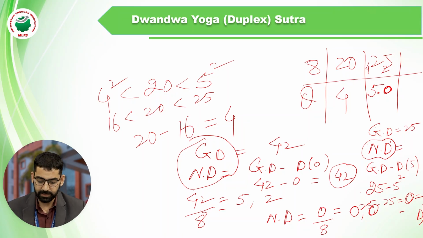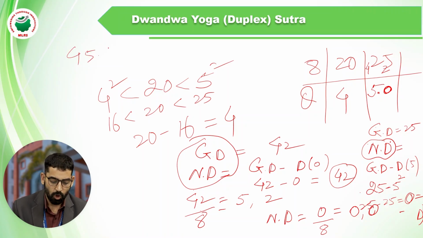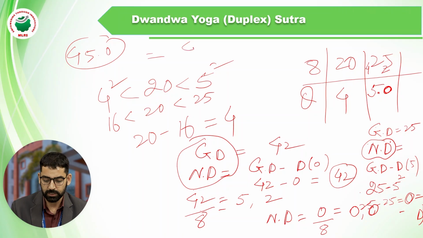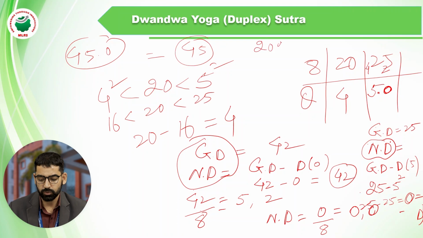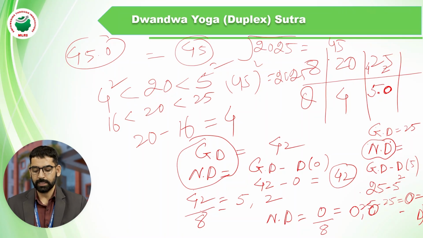So here the number has ended. So we calculate this quotient, that is 45.0, or we can say that 45.0 is equivalent or equal to 45. And in this way we can say that the square root of 2025 equals 45, or the square of 45 equals 2025. I hope after thoroughly explaining how to calculate the square root of any number using Dwandwa Yoga or Duplex Sutra, you have understood the Dwandwa Yoga thoroughly through this example.